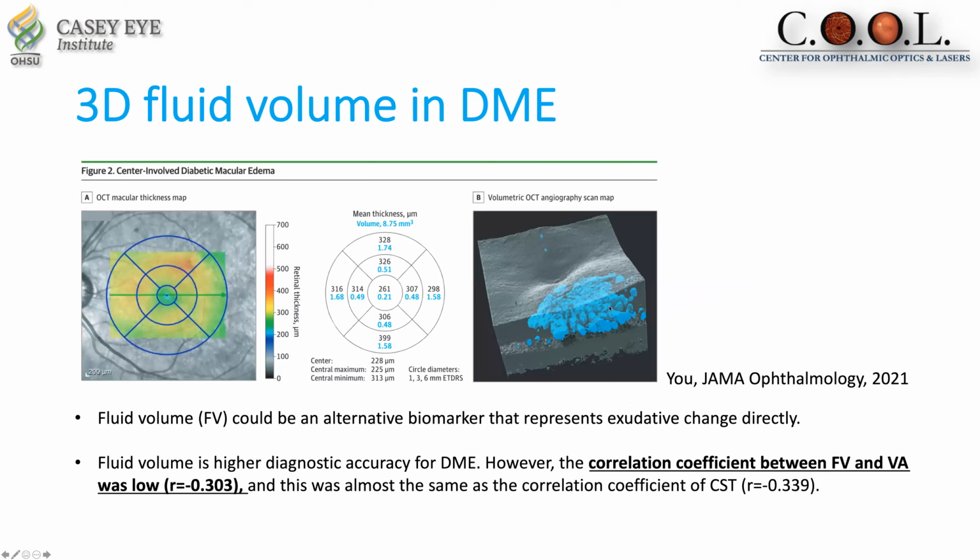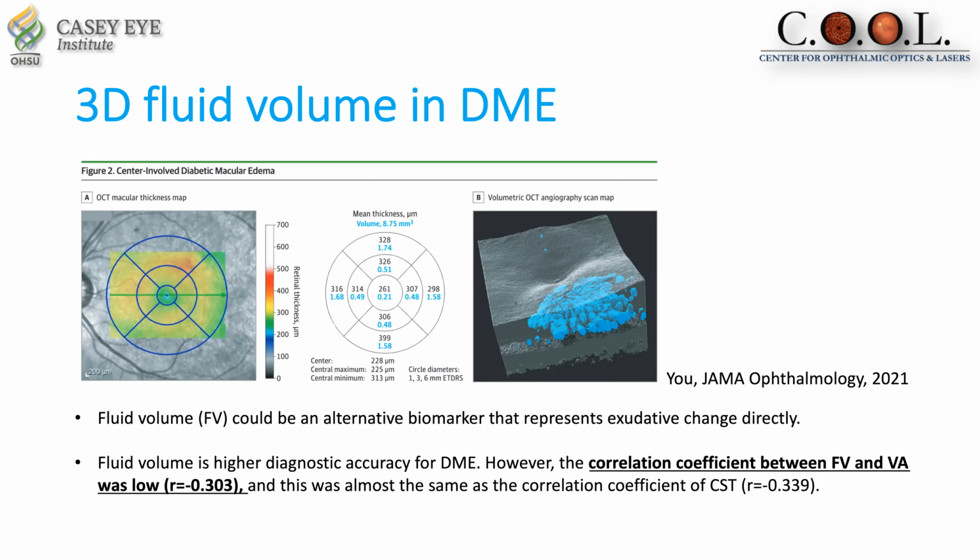Deep learning algorithms allow us to measure three-dimensional fluid volume, and the fluid volume could be an alternative biomarker that represents edematous change directly. As you can see in the right image, the central macular fluid volume from the OCT angiographies can determine the diagnosis of diabetic macular edema, but the middle image shows the central subfoveal thickness was only 261 micron, and this did not meet the DRCR criteria of DME.